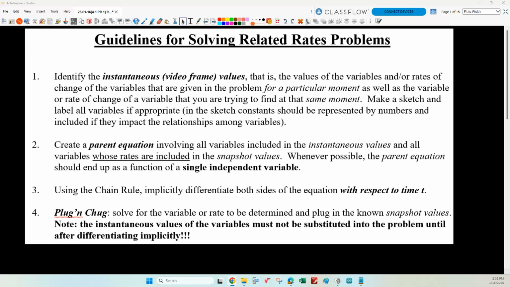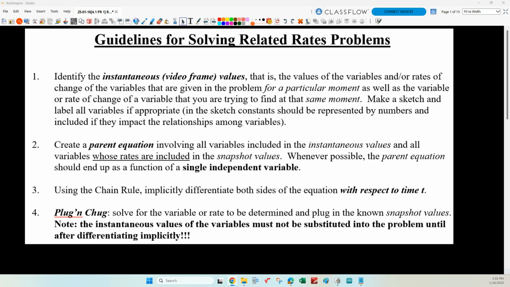Okay, related rates. Let's review the process real quick, and then I just want to go through some more problems. It just takes a while, getting used to going through these problems and setting them up. So related rates problems are problems where we're trying to relate rates of change in some situation.